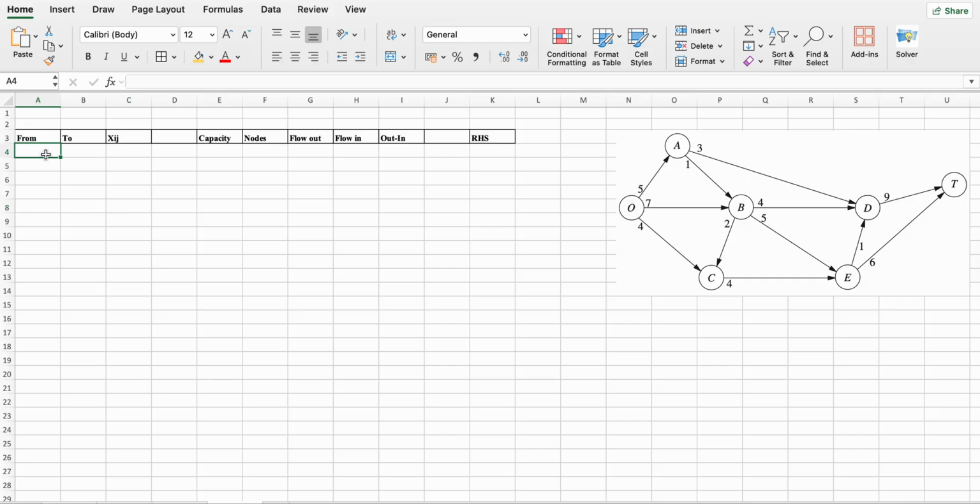Okay, so now write all the nodes and edges. First node is O; we have to write all the details, starting from the first node, that is O. O to A. Okay. Then O to B. Then O to C. Okay. There are three edges.